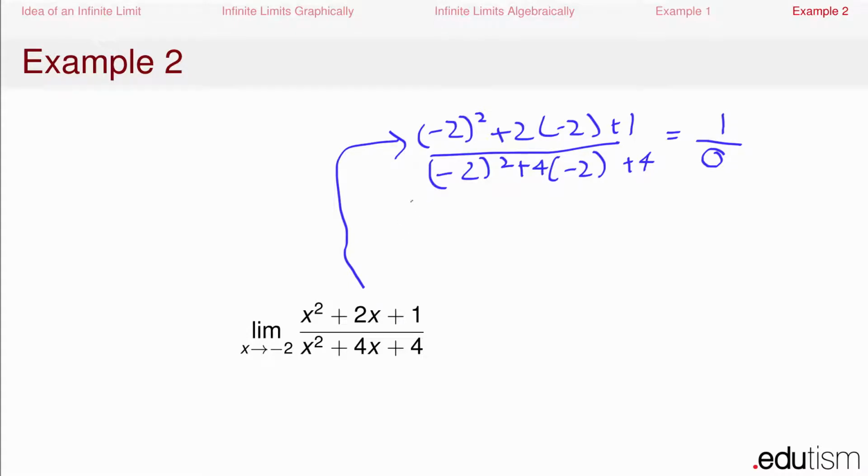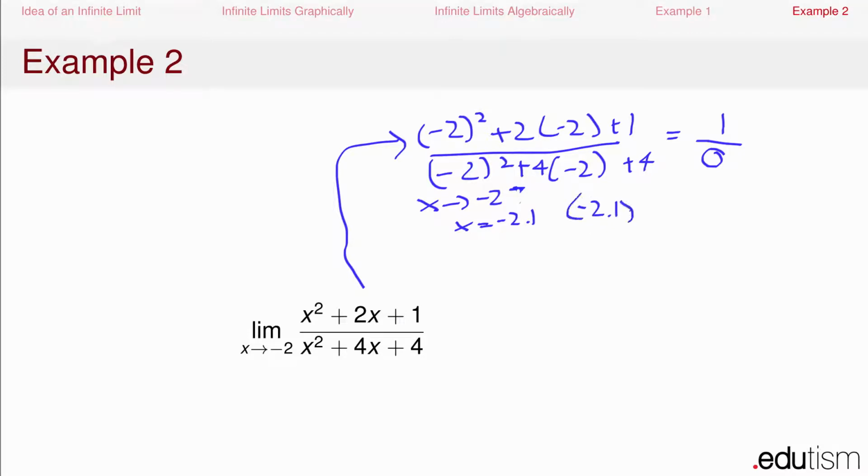Now that we know it's an infinite limit, we have to sort of split it up into the left and right-hand limits. So first, we're going to do the limit as x goes to -2 from the left. If x is approaching -2 from the left, we're going to pick a point which is close to -2 but a little bit smaller, say x equals -2.1. And we're going to plug that in for x.